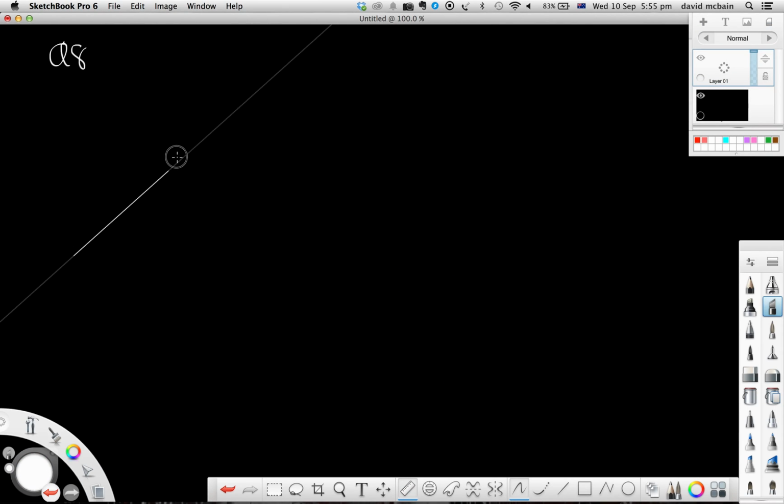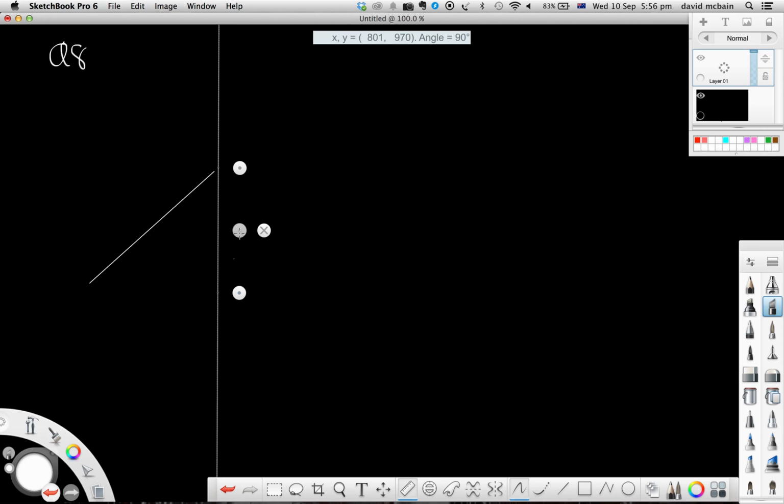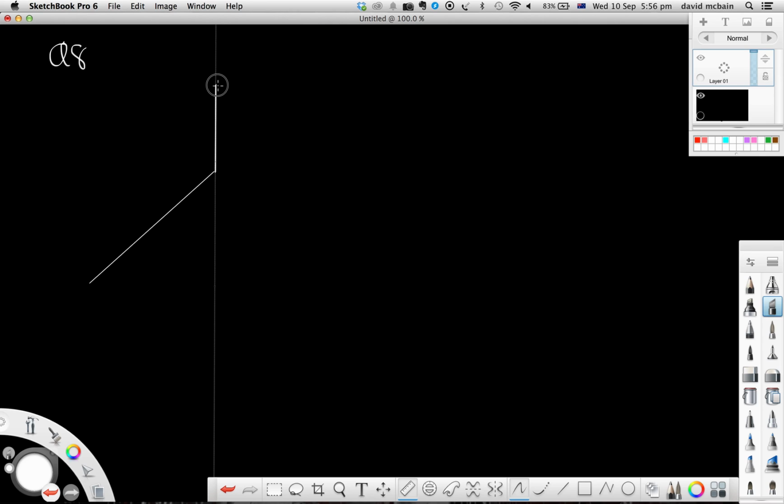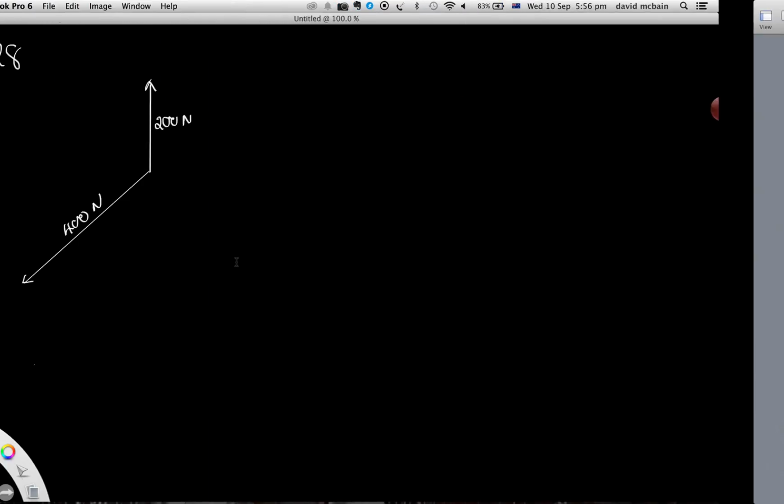So I've got a 400 Newton force. Try it again. A 400 Newton force acting that way. A 200 Newton force acting that way. So it's 200. This is 400. And we know the angle is 60 degrees.